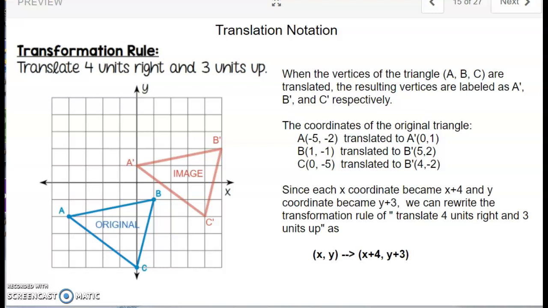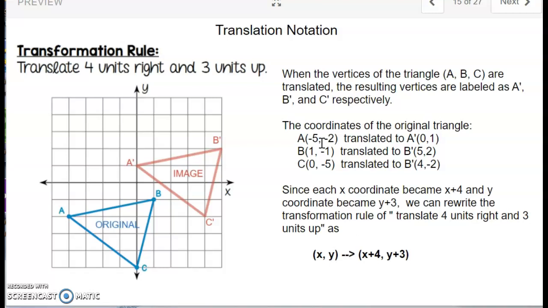Okay, since each x coordinate became +4, okay, -4 became... -5 became 0. Okay, there is an error here. I created an error. Yeah, this should be -4, -2. Okay, so -4 became 0, 1 became 5, and 0 became 4.